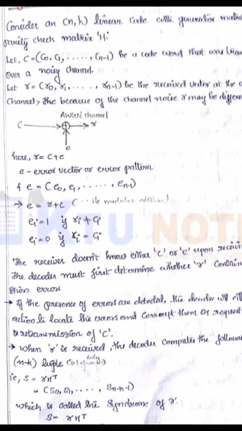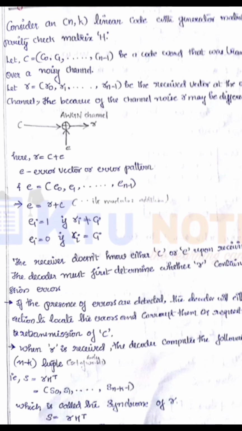The syndrome S is equal to R times H transpose. We have generator matrix G and parity check matrix H, from which we can find H transpose. So at the receiver, the decoder produces an n-k tuple called the syndrome, equal to R times H transpose. S has size n-k, with values S0, S1, up to Sn-k-1, the size of the parity bits, and it is called the syndrome of R. So by receiving R, we find the syndrome for R: S equals R times H transpose.